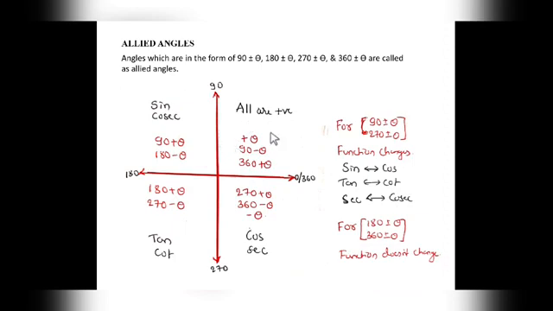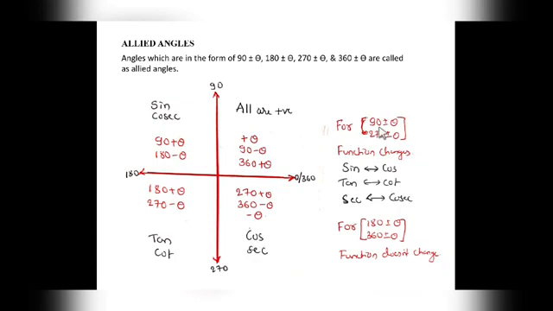Now in the first quadrant, all the 6 trigonometric ratios are positive, that is sine, cos, tan, cot, sec, cosec. In the second quadrant, only sine and cosec are positive, but the remaining 4 are negative. In the third quadrant, tan and cot are positive, and again the remaining 4 are negative. And in the last quadrant, that is the fourth quadrant, only cos and sec are positive, and the remaining 4 are negative.